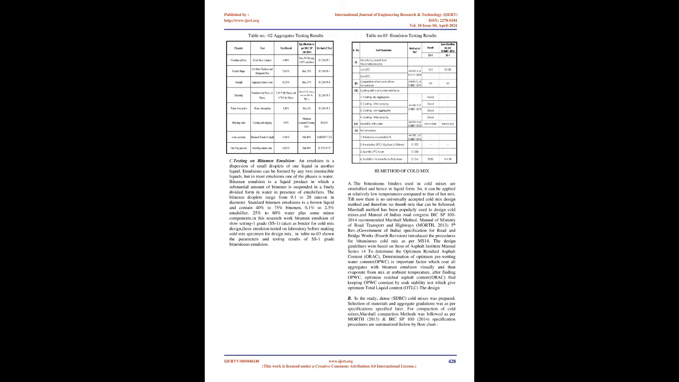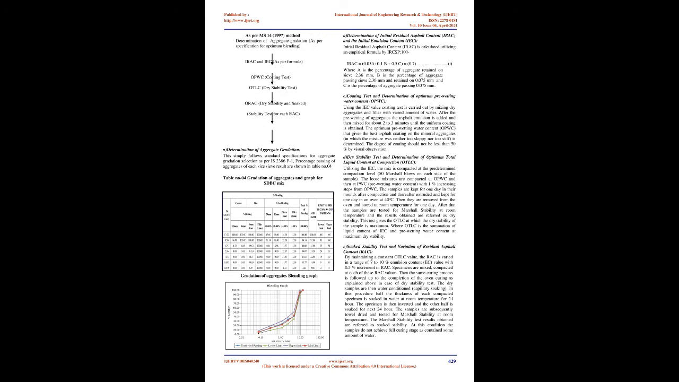Standard bitumen emulsion is a brown liquid and contains 40% to 75% bitumen, 0.1% to 2.5% emulsifier, 25% to 60% water, plus some minor components. In this research work, bitumen emulsion of slow setting 1 grade, SS1, is taken as binder for cold mix design. This emulsion was tested in the laboratory before making cold mix specimens for design mix.